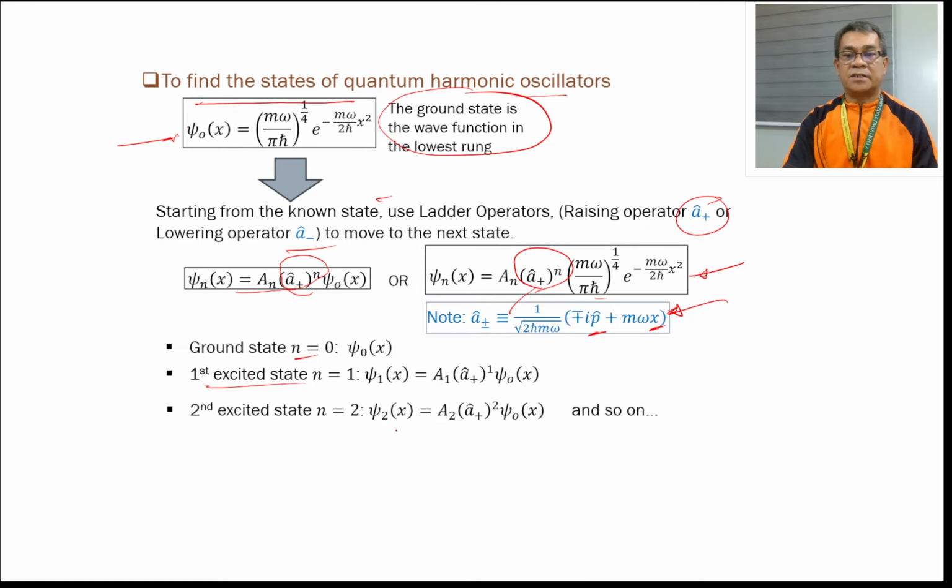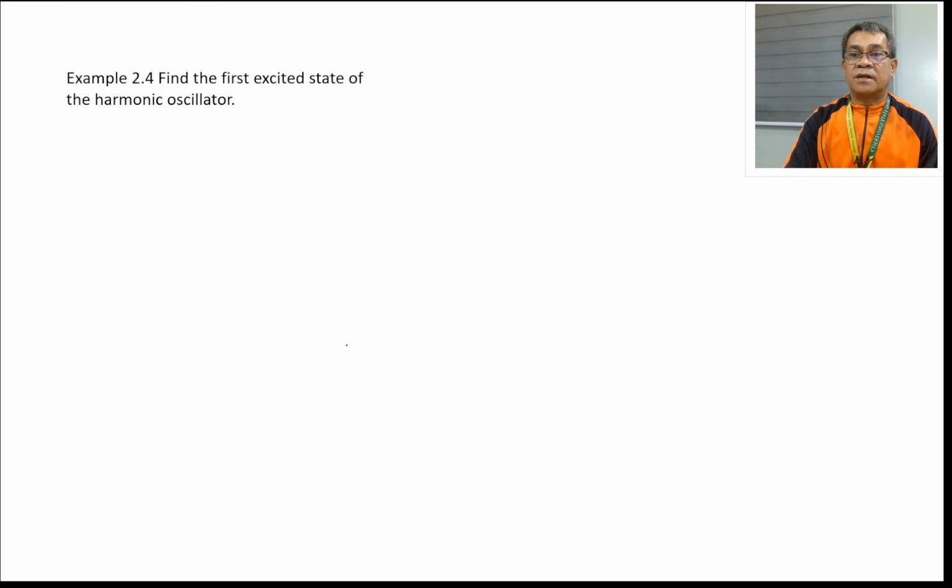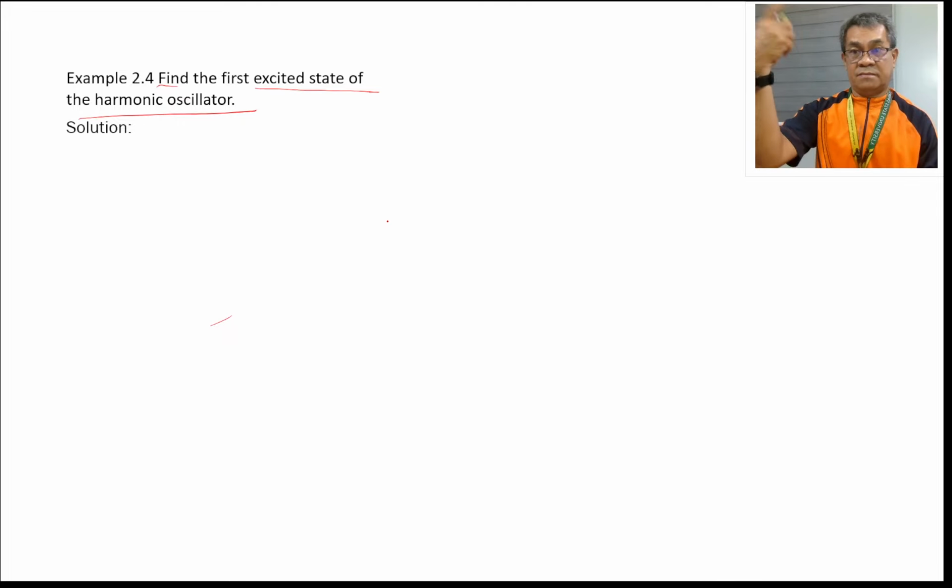So we already introduced that, and so on. Okay, before we continue, let's have this example. It's coming from the book by Griffiths, section 2.4. The question is: find the first excited state of the harmonic oscillator. Okay, so, first excited state.